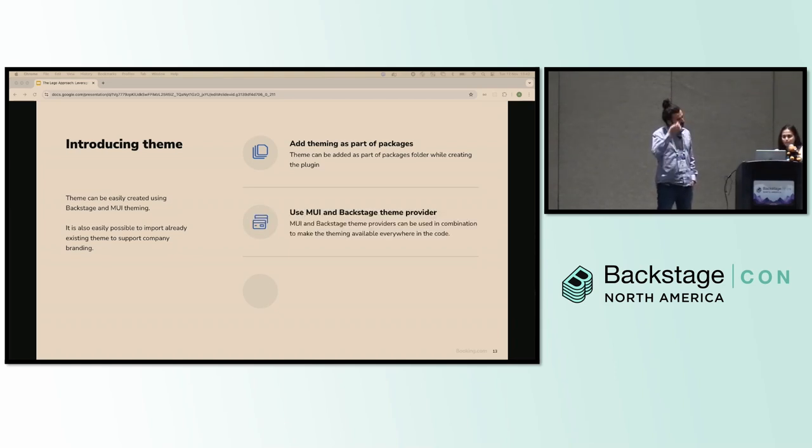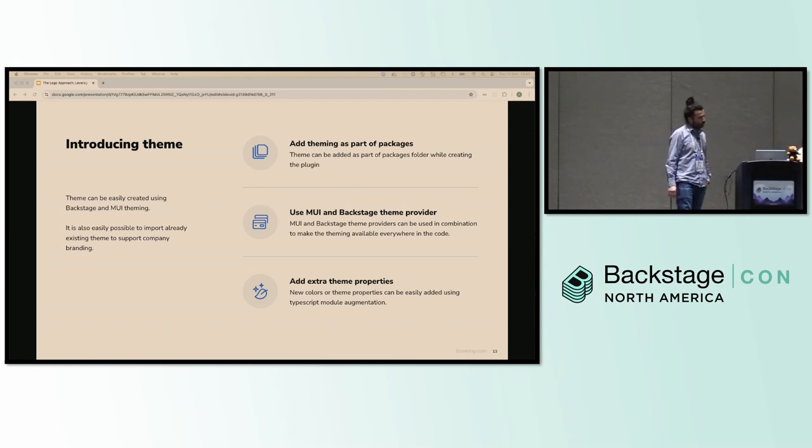And then you can use the combination of MUI and Backstage theme providers so that you can create light theme, dark theme, or any other theme that you may want to have and make it accessible throughout the Backstage platform. Once you have the base setup, you are now ready to add extra theme properties. They can be maybe palette colors or typography, spacing, or any other units that you may want to have.